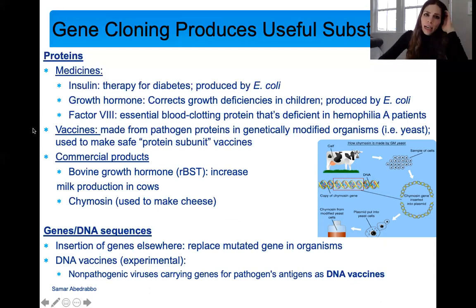Commercial products. Gene cloning is used so much to make so many different things commercialized. So RBST, I think many of you have seen milk that's RBST free. It's bovine growth hormone, and it increases milk production in cows. A lot of farmers use this hormone and you get a lot of milk. You can imagine why this is beneficial if you're a farmer.